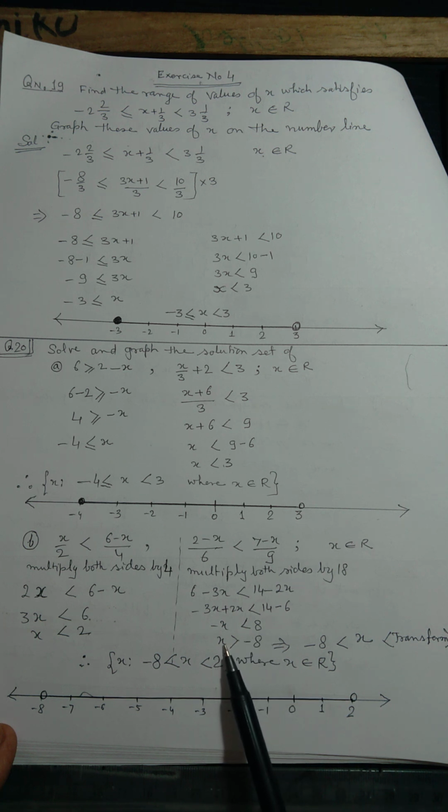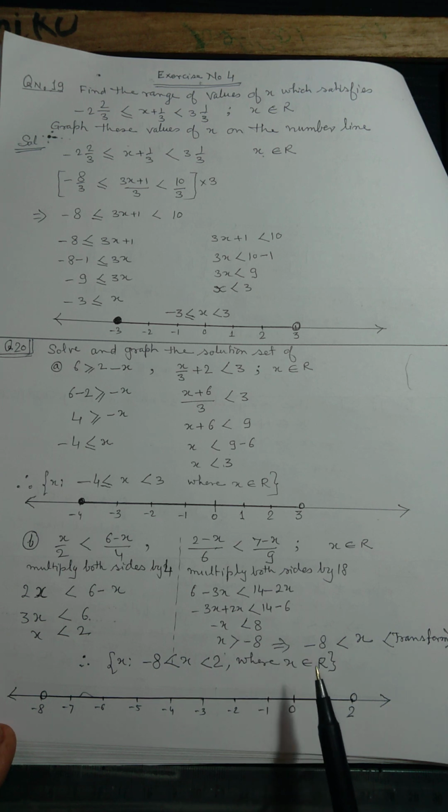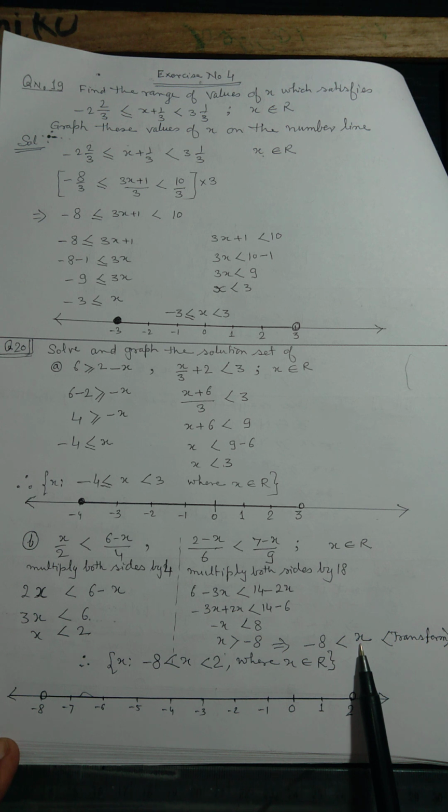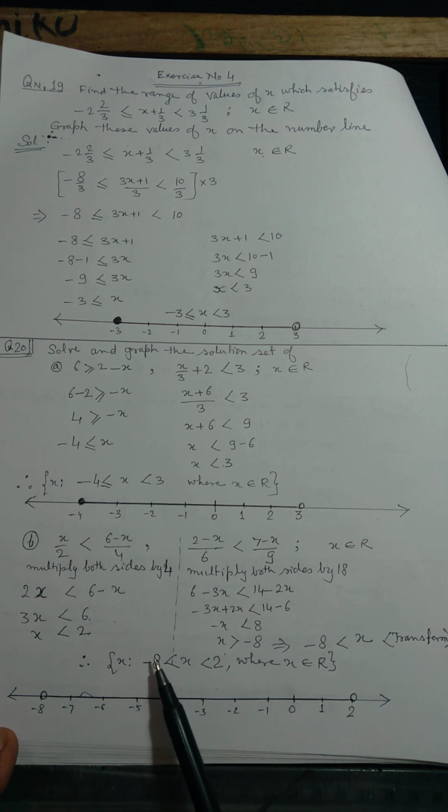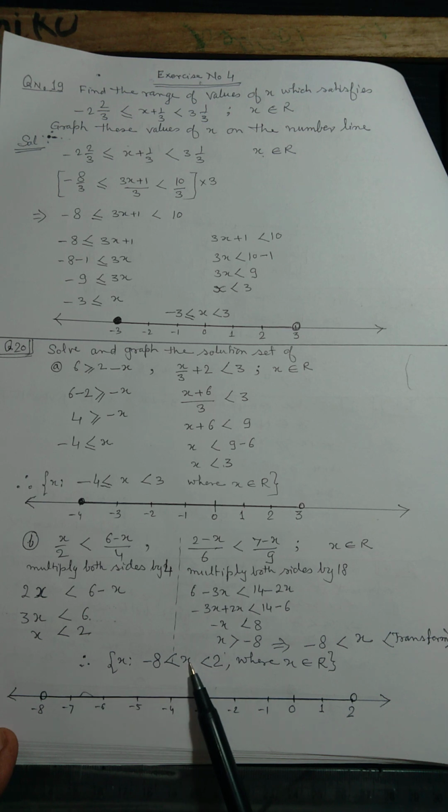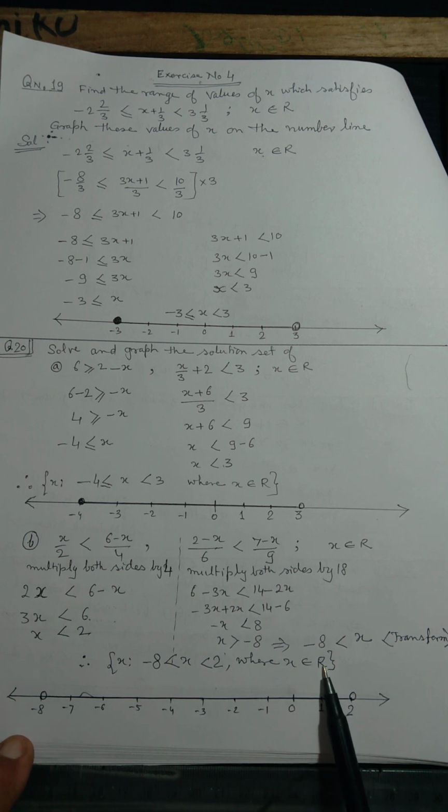So I multiply by minus 1 on both sides. It will become plus x and the sign of the inequation will be reversed. Here it was less than, now it is greater than. So x will be greater than minus 8. Just transforming it, minus 8 is less than x. Combining these two, we get minus 8 is less than x and x is less than 2, where x belongs to real numbers.